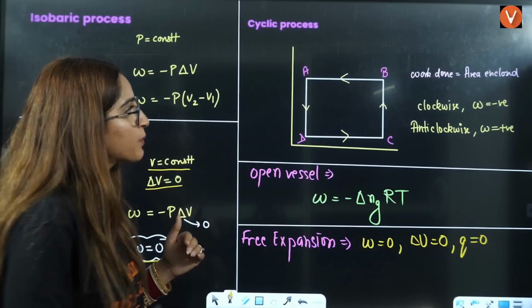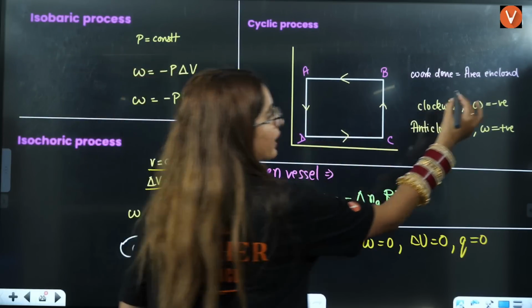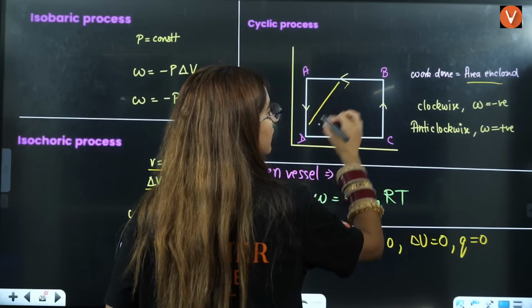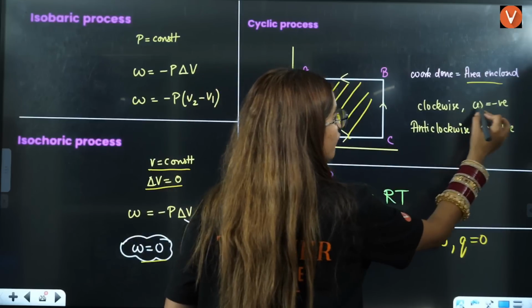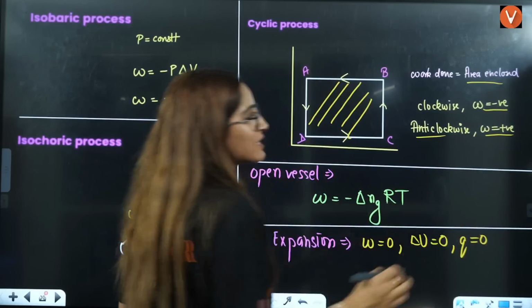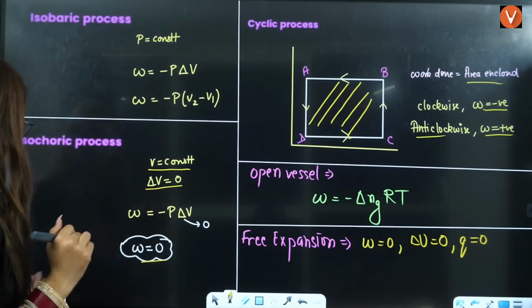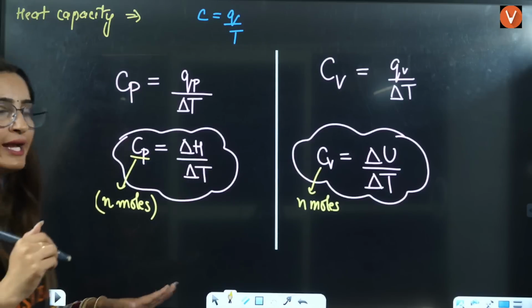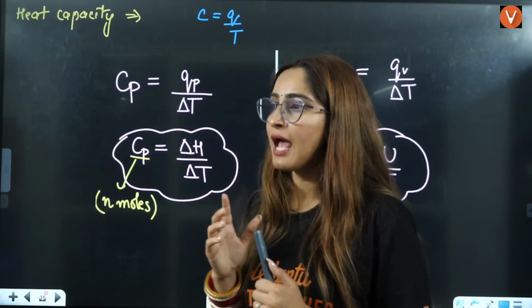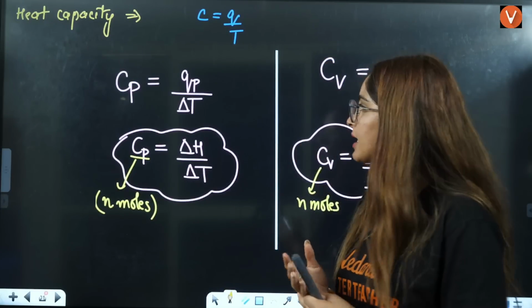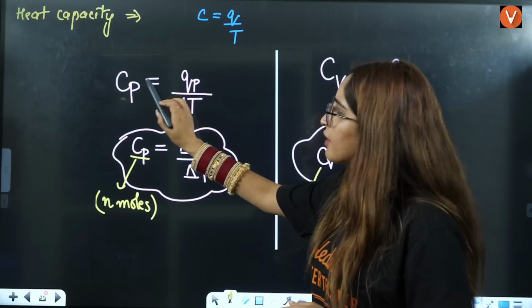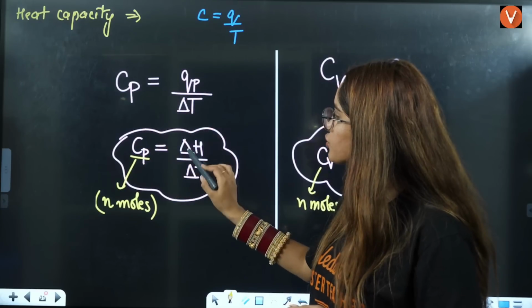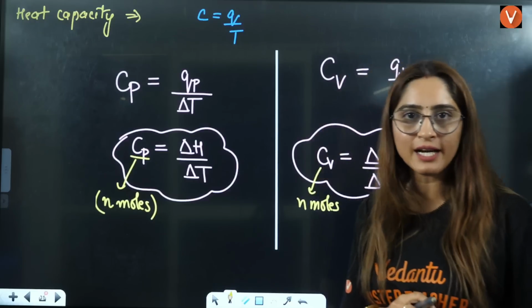These are some of the important conclusions that I am telling you, right? And for cyclic process, work done is equal to area enclosed under the curve. For clockwise, it is negative. For anti-clockwise, the work done will be positive, right? Now let us see what is heat capacity. Beta, heat capacity is heat change for 1 degree Celsius. So this is at constant pressure, Cp is equal to Qp by delta T.